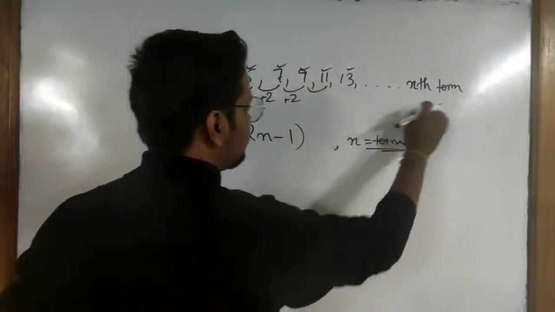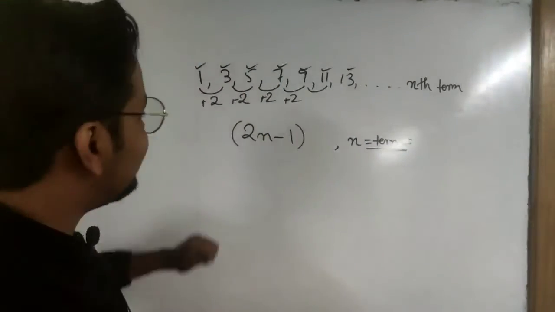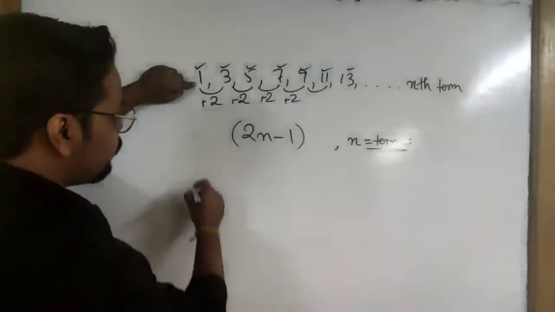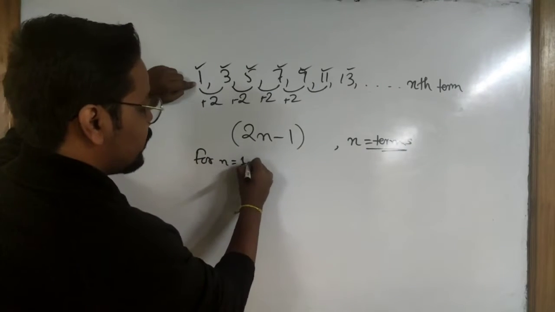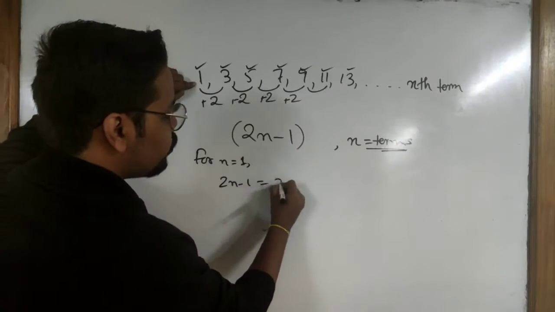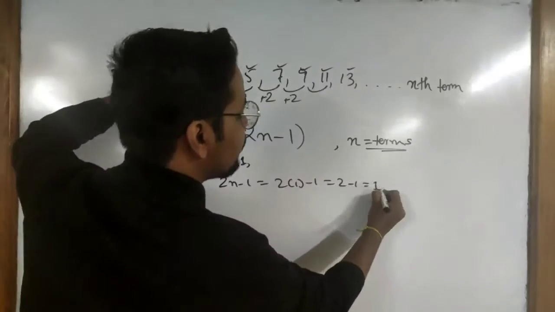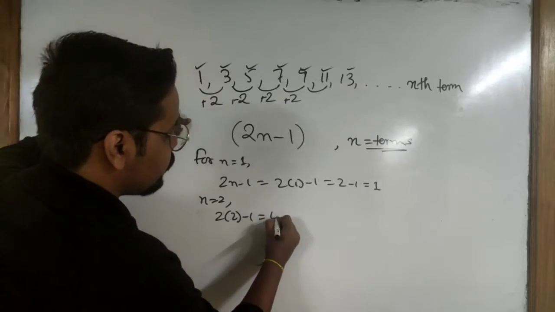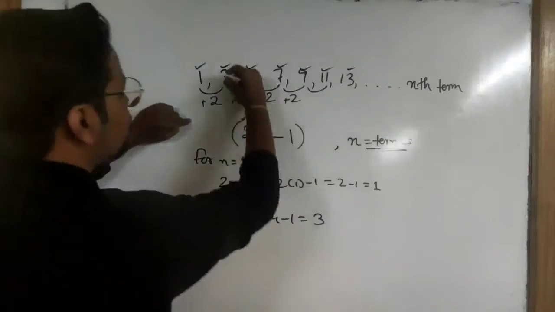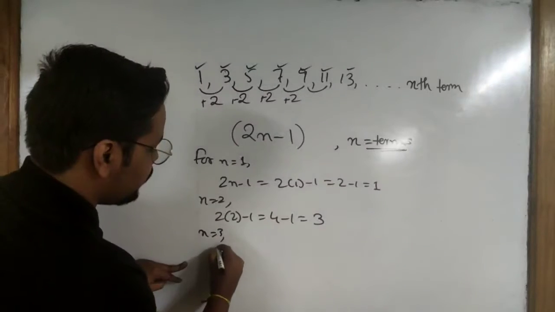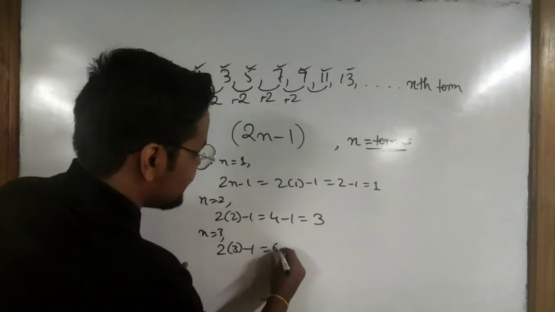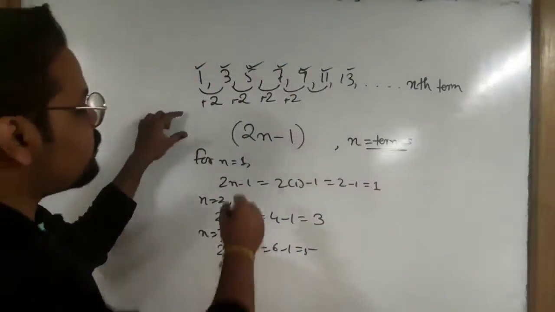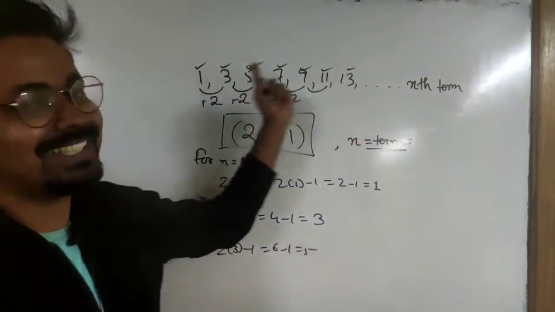So what will be the nth term? The nth term will be this. How can I say that? Let's put in the first position. This is the first position, right? First term. So for n equal to 1, what will be the value? 2n minus 1 will be 2 into 1 minus 1, that is 2 minus 1, which is 1. So it matches. For n equal to 2, what do we get? 2 into 2 minus 1, which is 4 minus 1, that is 3. So it matches as well. For the third term, n equal to 3, we have 2 into 3 minus 1, which is 6 minus 1, that is 5. So it matches as well. It will keep on matching. So that means we have a general term 2n minus 1 to define this series.